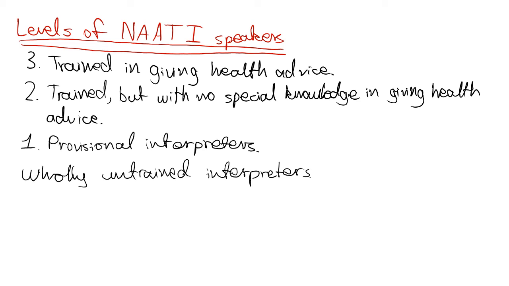So in this video today, I've gone through the 3 levels of NAATI speakers, or speakers who have been accredited by the National Authority for Accreditation of Translators and Interpreters. So we looked at first level 3 translators, which are trained in giving health advice. Level 2 interpreters, which are trained, but they don't have specifically any special knowledge in giving health advice. And then finally, provisional interpreters, which are then ruled off. I should probably denote it by some sort of line, wholly untrained interpreters, which are not part of the NAATI speaker hierarchy, but can include members of the public.